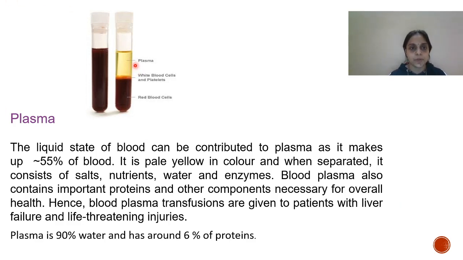Coming to plasma, you can see plasma over here. Plasma is the liquid state of blood and makes up approximately 55% of the blood. It is pale yellow in color, and when separated, it consists of salts, nutrients, water, and enzymes. Blood plasma also contains important proteins and other components which are necessary for overall health. Hence, blood plasma transfusions are given to patients with liver failure and life-threatening injuries. Plasma composition is around 90% water and 6% proteins.